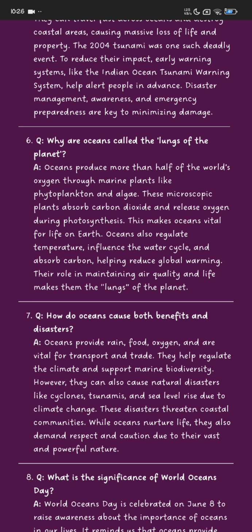This makes oceans vital for life on Earth. Oceans also regulate temperature, influence the water cycle, and absorb carbon, helping reduce global warming. Their role in maintaining air quality and life makes them the lungs of the planet.